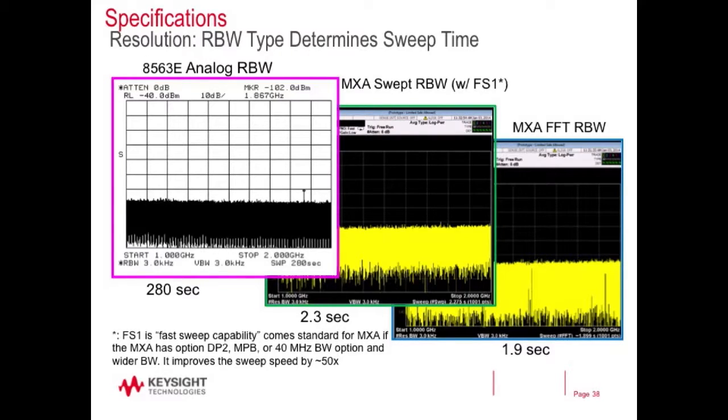With our newer analyzers, we can do it in 2.3 seconds. They're talking about the fast sweep option that's standard for all of our analyzers now. And an FFT version of that is 1.9 seconds. As I mentioned earlier, today's modern analyzers can do both an FFT sweep as well as a regular swept tune analysis. And I'll probably mention this again, but typically a swept tune analyzer gives you a little better dynamic range.